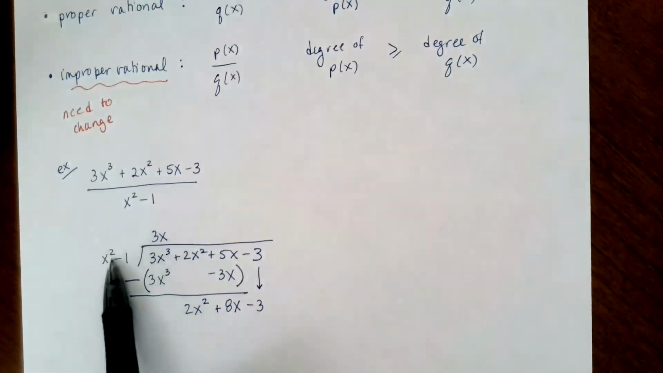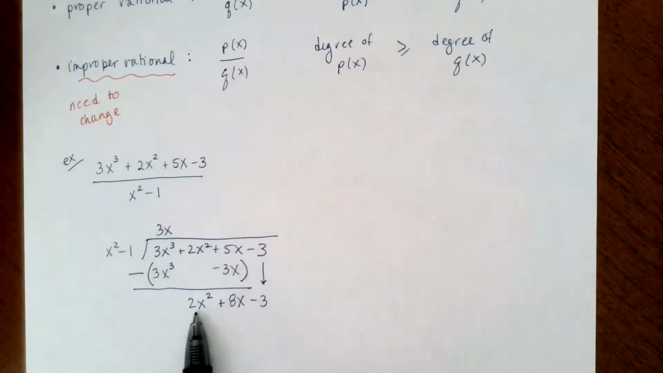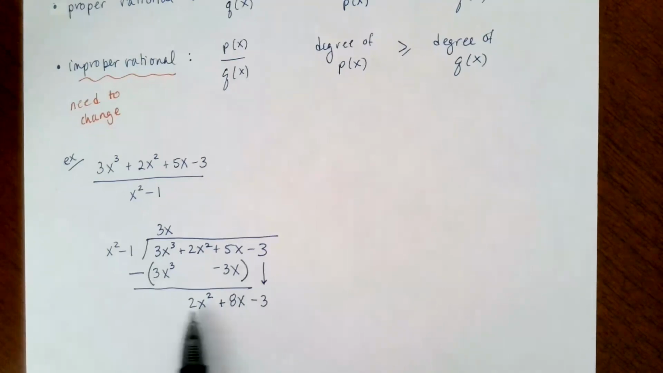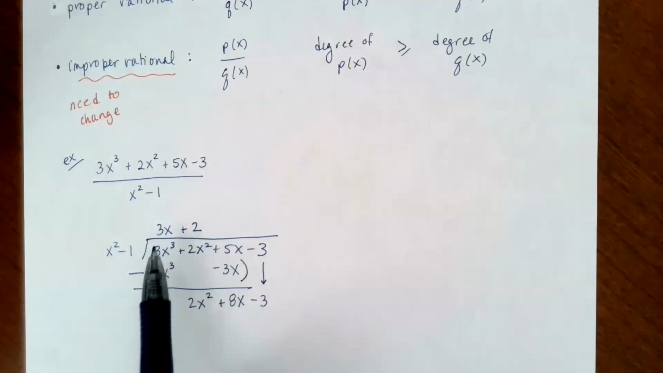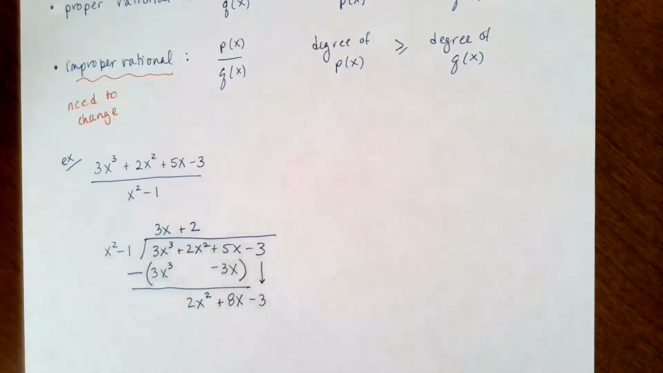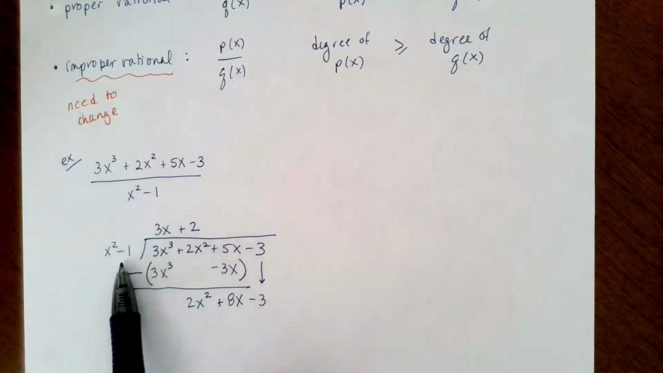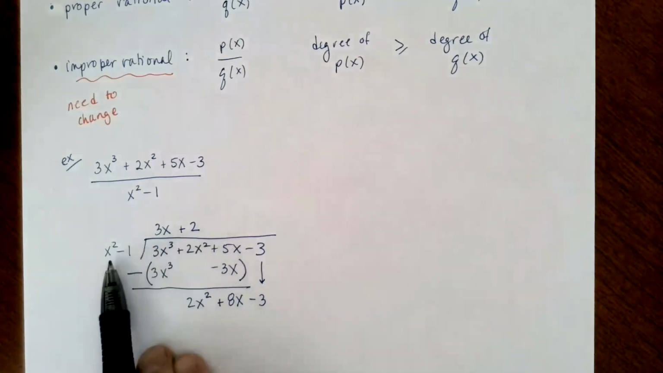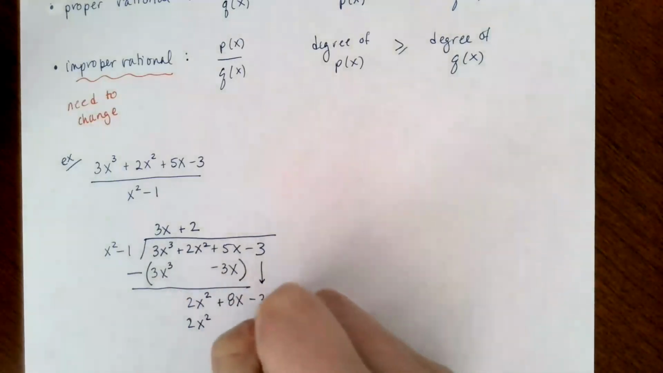We'll go back to the x squared and think, what does x squared need to multiply by to match this 2x squared right here? We're just worried about matching this first term. It just needs a times 2, a positive 2. So I'm going to put plus 2 here, and I'm building my resultant up here. Again, I'm going to multiply this 2 through this entire x squared minus 1, so it hits the first and second term. I get 2x squared minus 2.